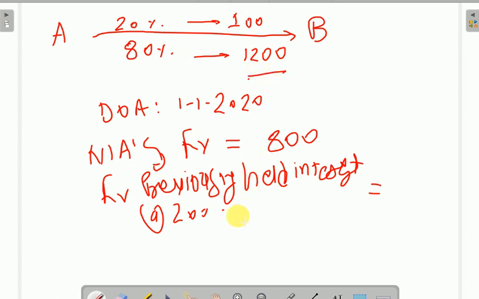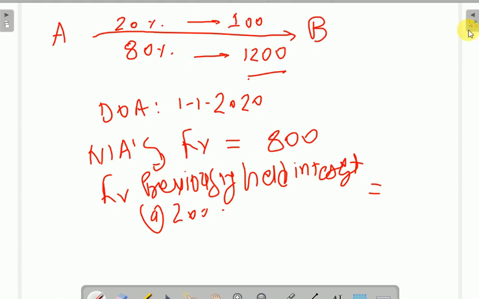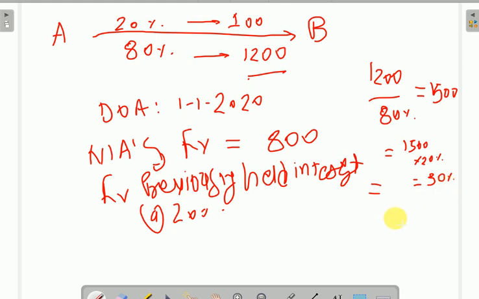So what is the value of 20%? We can find easily. Twelve hundred depicts the value of 80% of the stake. Then what is the value of 100% or 20%? We can find both ways. First of all, we find 100% value. 1200 divided by 80%, that is 1500. This is the value of the total firm. What is the value of 20%? Then 1500 into 20%, that is 300 rupees.